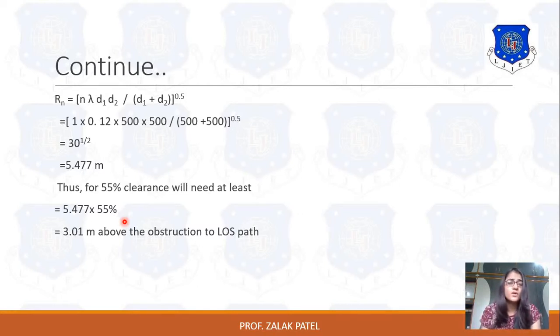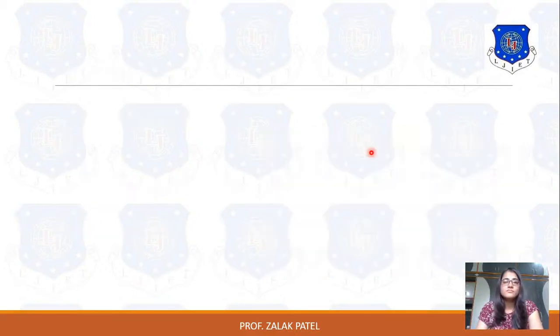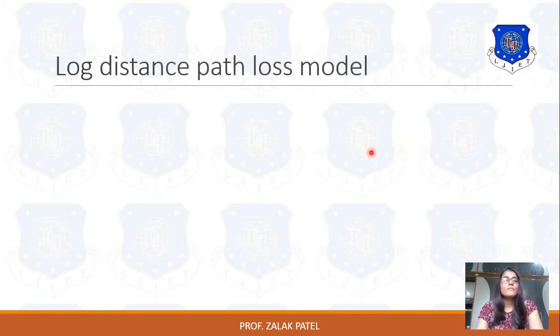Now how does it look? So it looks like between transmitter and receiver there is this obstacle, and this 55% clearance is this region. Okay, so this is our one design example for Fresnel zone. Now moving toward the next topic.